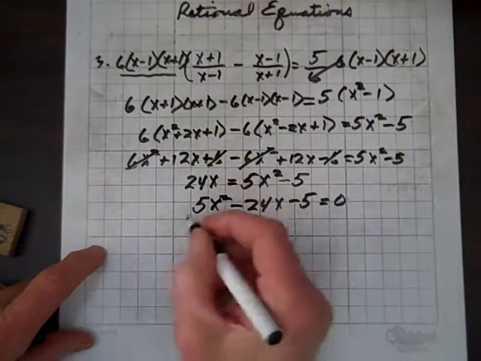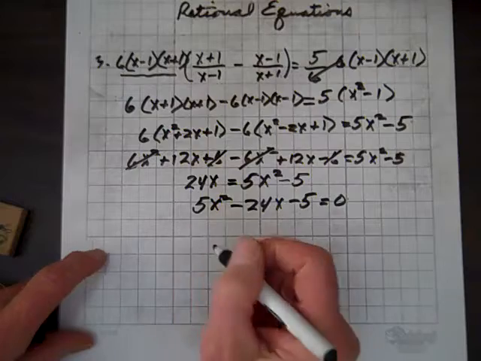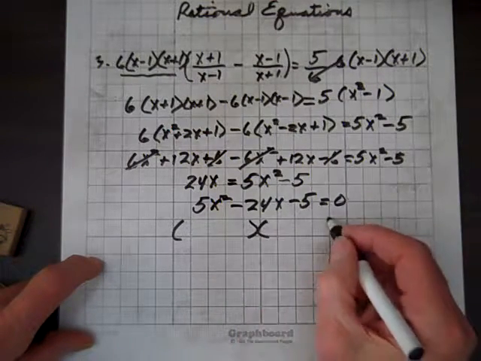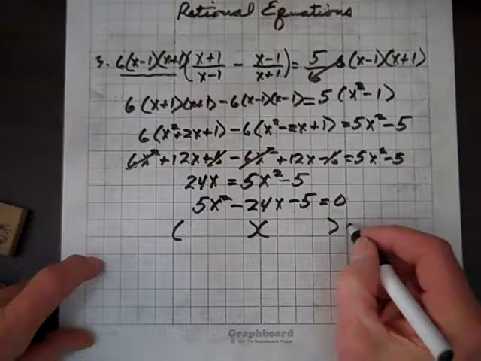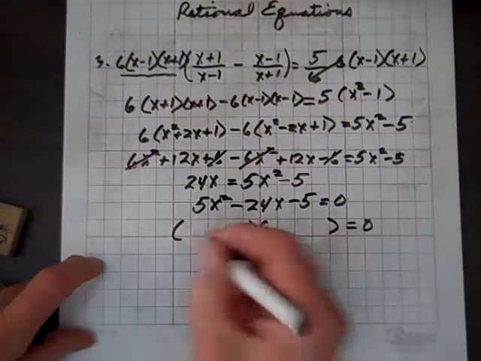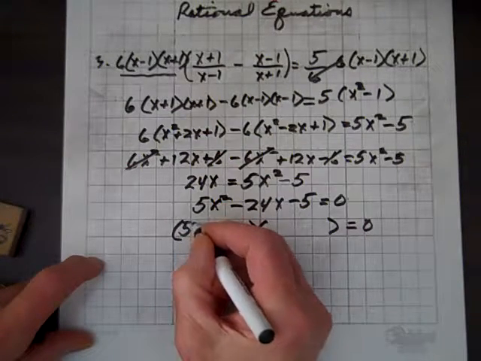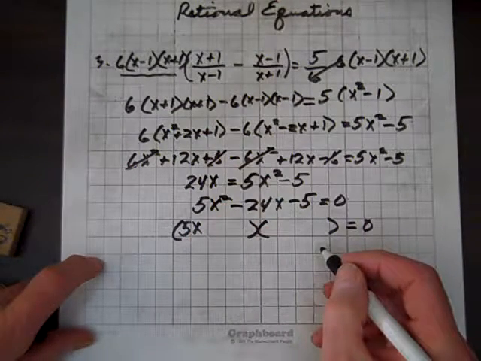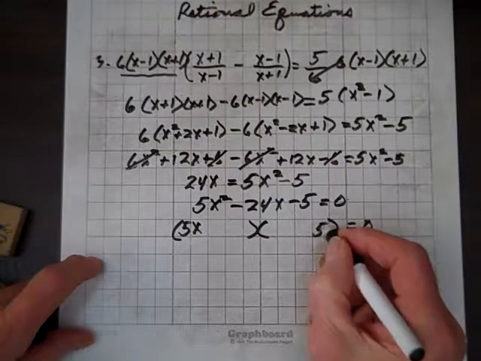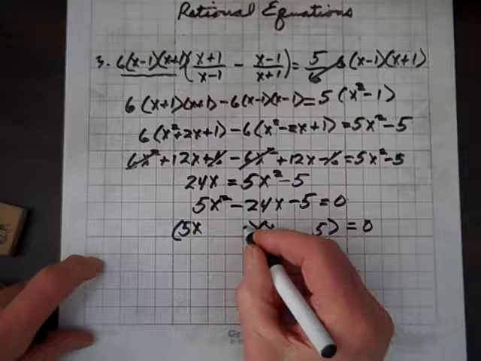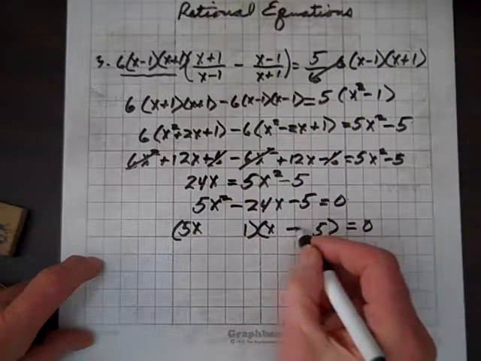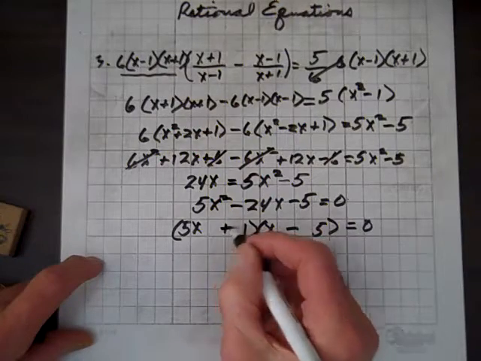So now, that should factor. Let's try it out. The factors of 5 are 5 and 1. And so we're going to have a 5x and we need a 5, and I'll put an x here and a 1, and we want the larger product to get the negative, and the other one will get the positive.